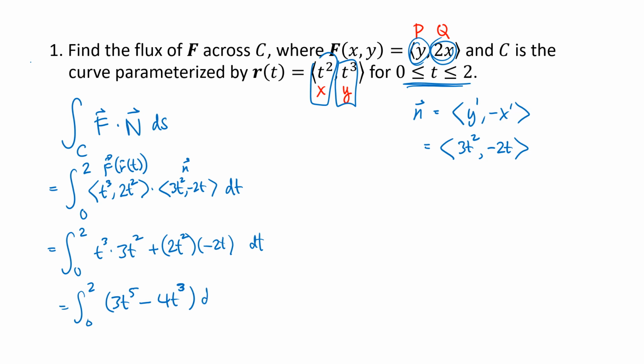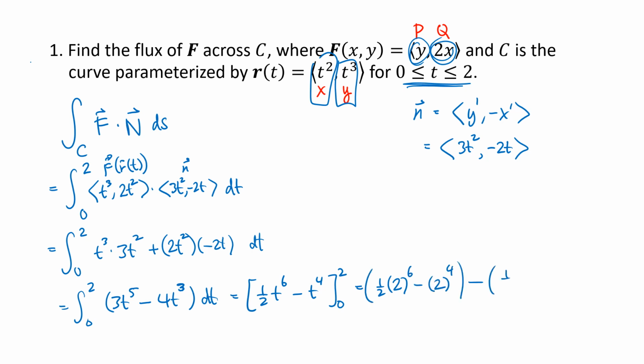And now that's just a regular Calc 1 style integral. I take the antiderivative of 3t to the 5th, that's going to give me 1/2 t to the 6th, and then the antiderivative of 4t cubed is t to the 4th. I'm going to plug in 0 and 2 and subtract, so I'll get 1/2 times 2 to the 6th minus 2 to the 4th, minus 1/2 times 0 to the 6th minus 0 to the 4th, and that works out to be 16.